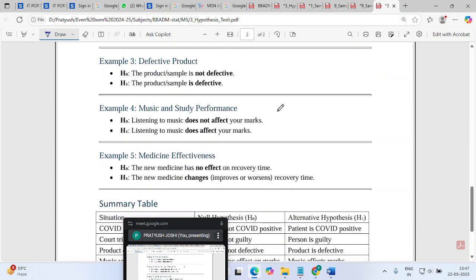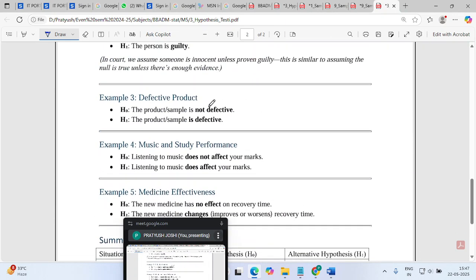So in general, wherever you have no, for example here defective product, मान लीजिए आप कोई चीज़ मैन्युफैक्चर करते हैं, मान लीजिए आप मोबाइल फ़ोन मैन्युफैक्चर करते हैं, आपने एक मोबाइल फ़ोन उस लॉट में से चेक किया कि वो डिफेक्टिव है या नहीं, तो not defective is null hypothesis, defective is alternative hypothesis.